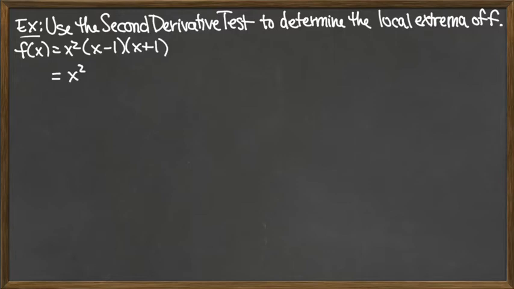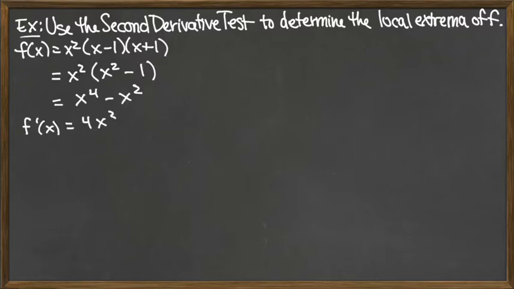So we have x squared, and then the x minus 1, x plus 1 is the factorization of the difference of squares, x squared minus 1. So that multiplies out so far. And then we can distribute the x squared to get x to the fourth minus x squared. Okay? And that's just f of x. So we're ready at this point to take the first derivative using the power rule for each term. We've got 4x cubed minus 2x.